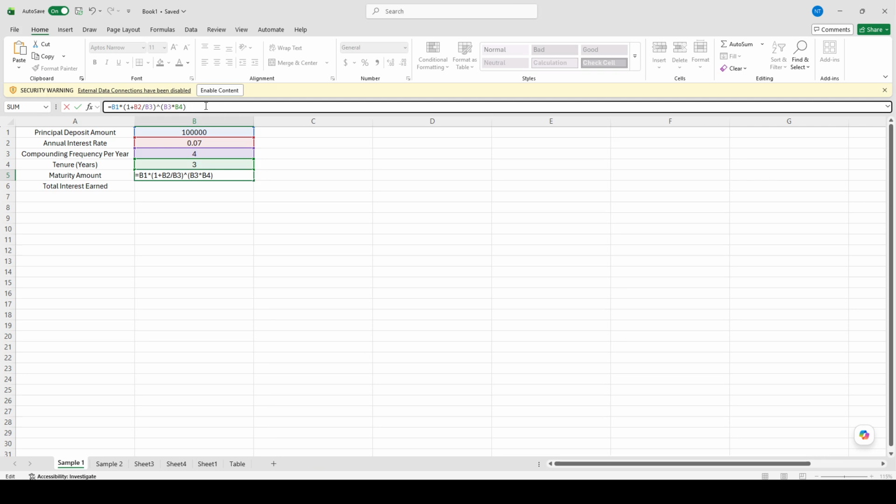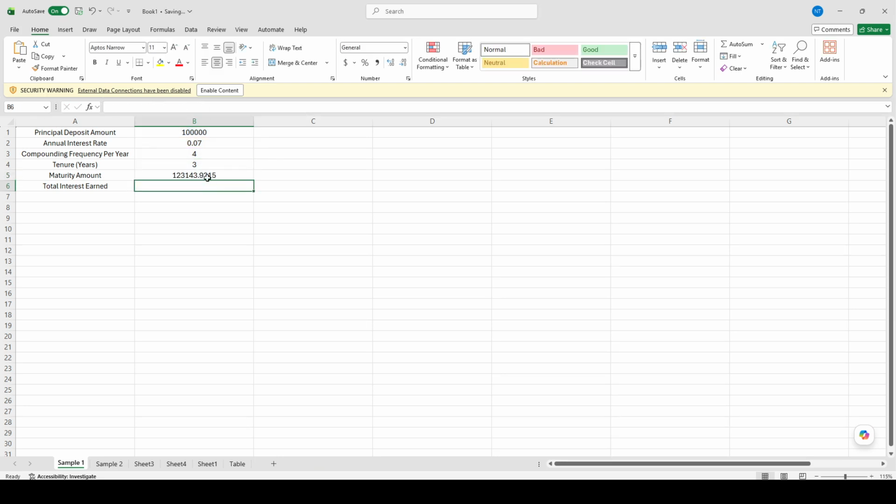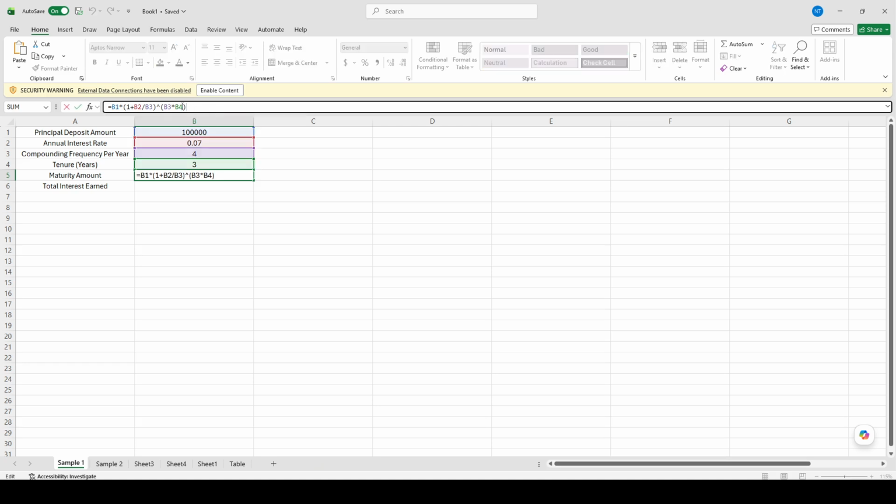This formula is used to calculate compound interest. The B1 part represents the original deposit amount. The portion inside the parenthesis calculates the growth factor for each compounding period. The exponent part, B3 multiplied by B4, tells Excel how many total compounding periods there are during the full tenure of the deposit. By combining these parts, Excel calculates the total maturity value at the end of the fixed deposit period. After typing the formula carefully, press Enter on your keyboard.